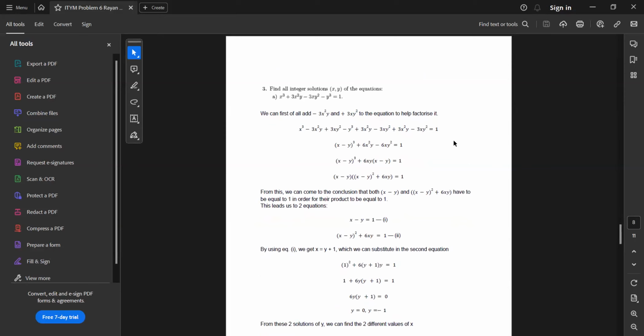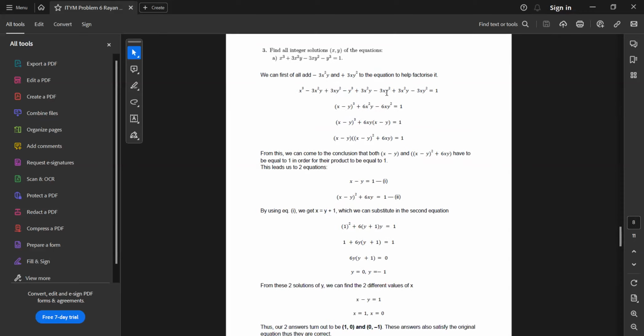हमने -3x² और +3x², 3xy² ऐड किया इस इक्वेशन में, and of course plus minus यहाँ भी कर दिया to balance out the equation ताकि उसकी मीनिंग ना चेंज हो जाए, and then we factorize it to get this: x minus y whole cube plus 6x square y minus 6xy square is equal to 1.